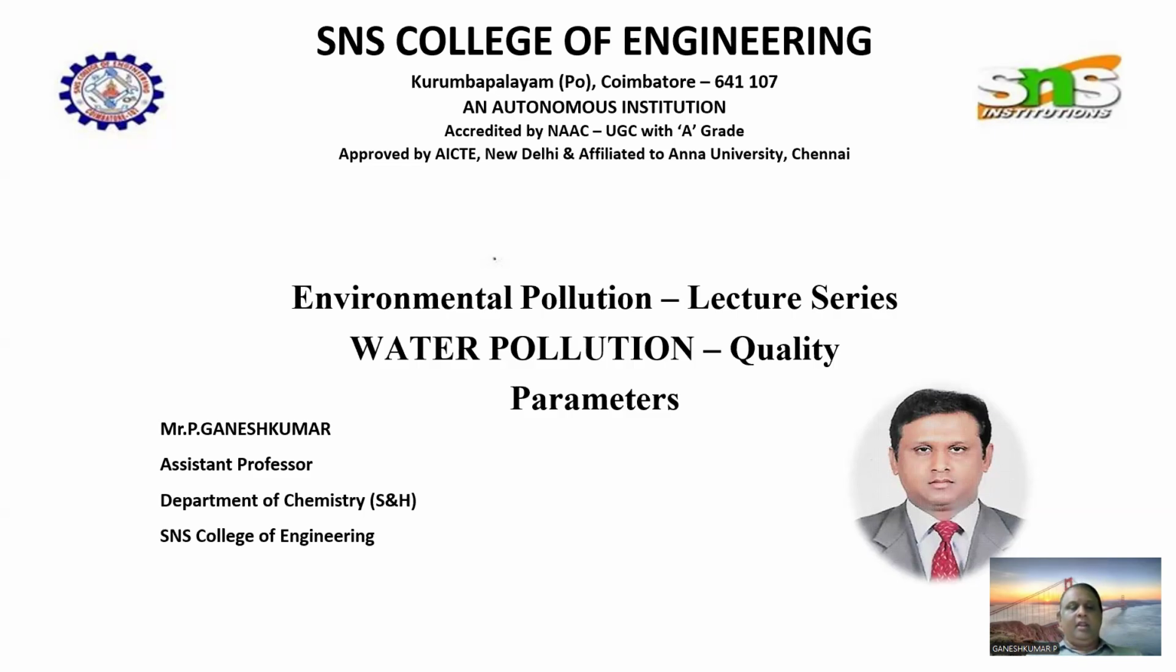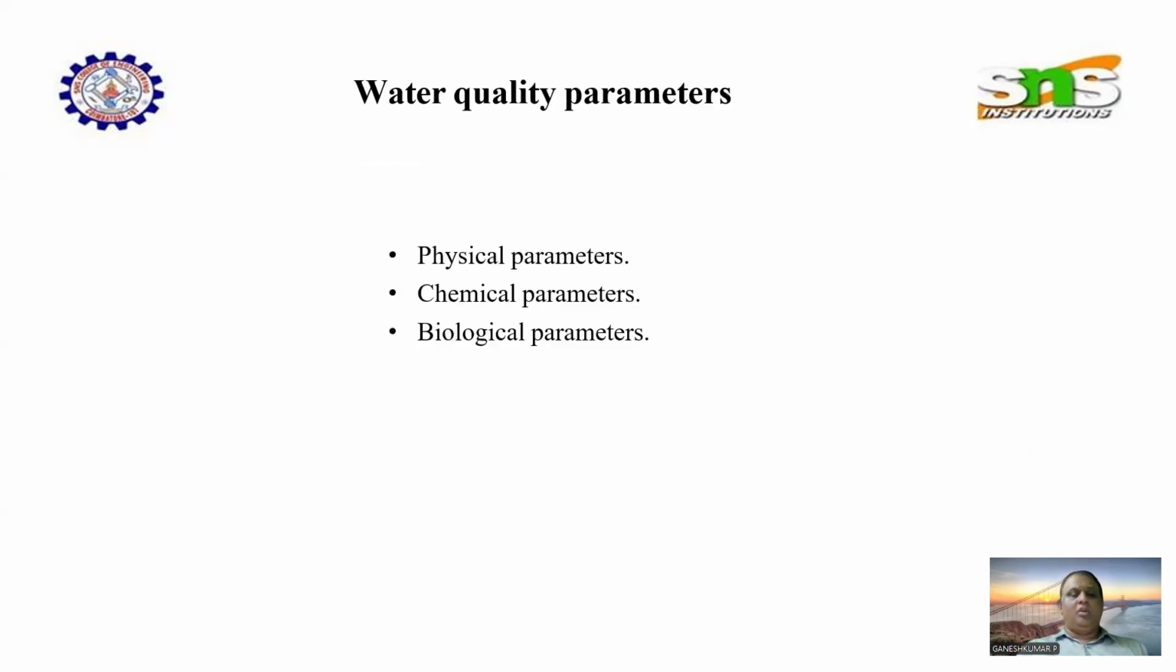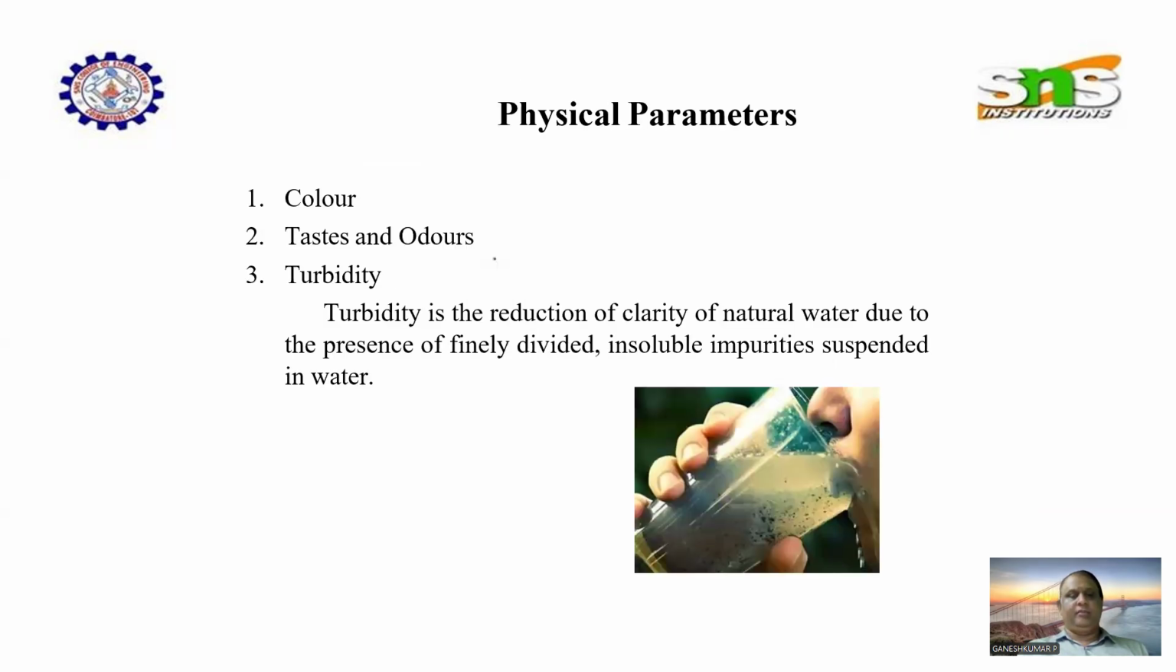Hello all. In the water pollution series, in this video, we discuss water quality parameters. Water quality parameters, we classify them into three: physical parameters, chemical parameters, and biological parameters. What is a physical parameter? It is the color, taste, and odor. Turbidity means reduction of clarity of natural water due to the presence of finely divided insoluble impurities.